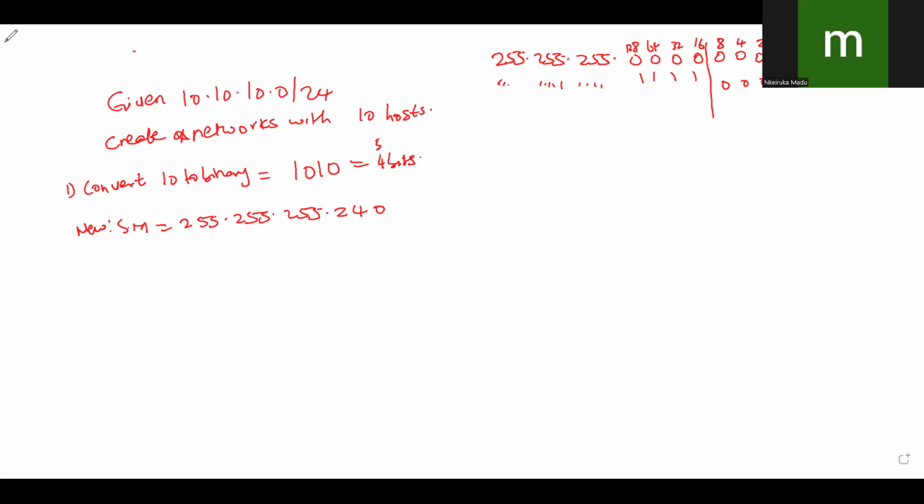Does that make sense? Yes, that makes sense for me. The first question you said, create a network with 10 hosts, right? But the first step that you gave, the one you are enumerating, is saying that we should convert 10 into bits. It's a little bit confusing for me.